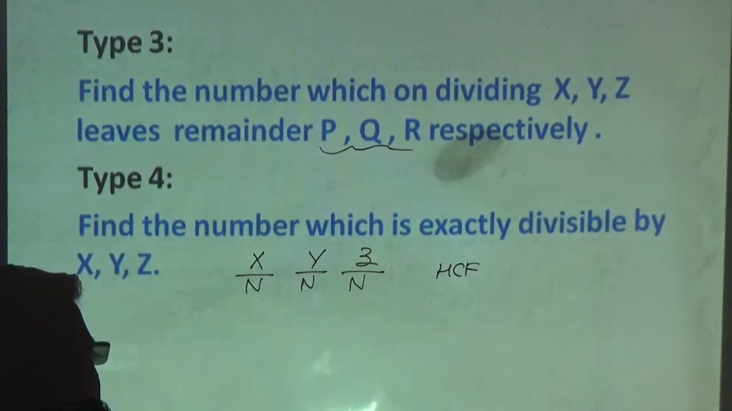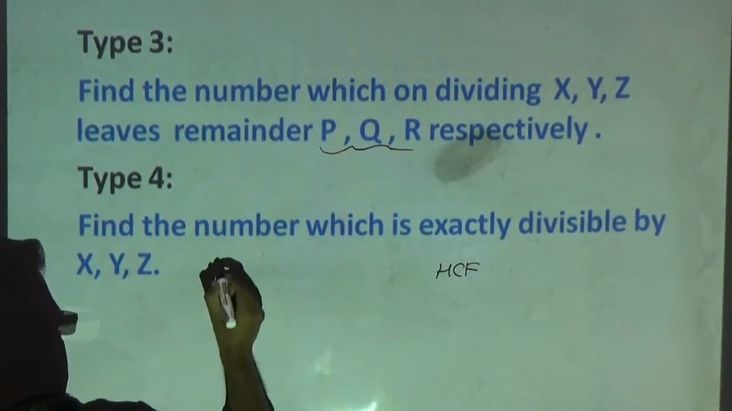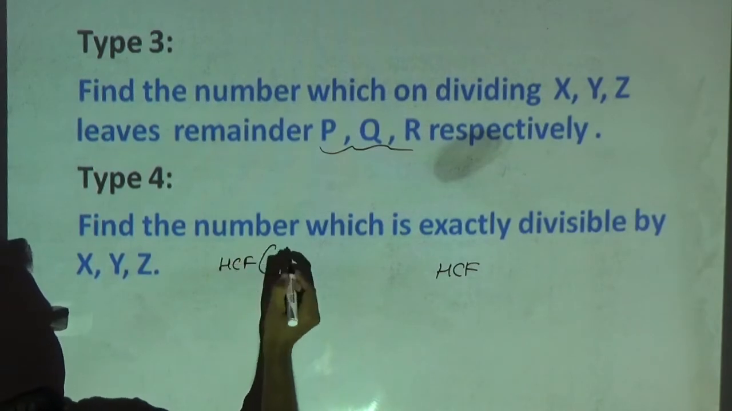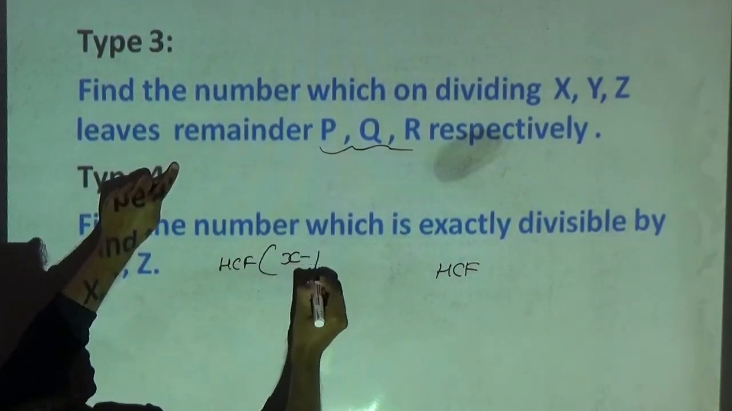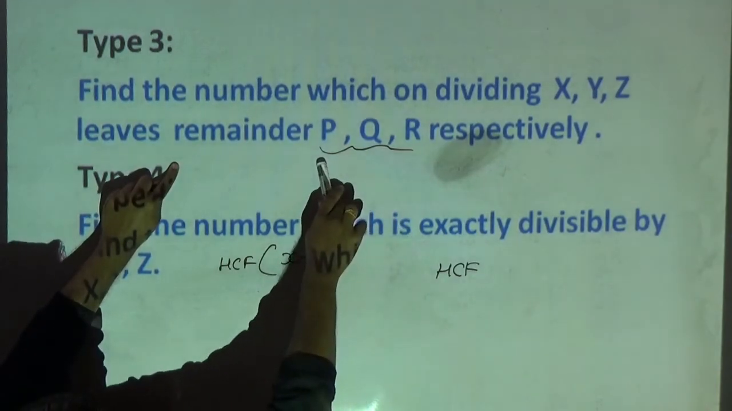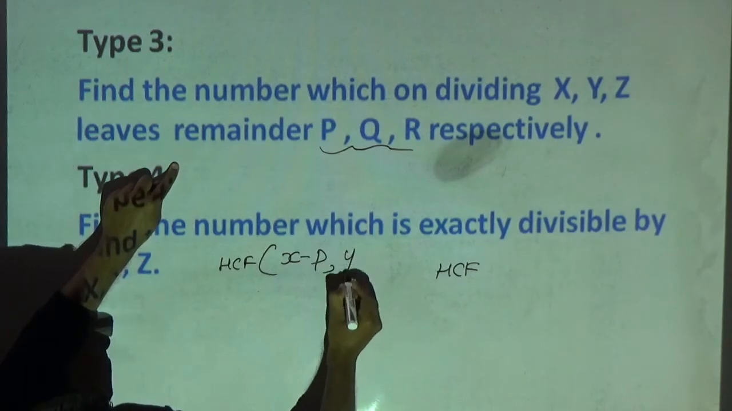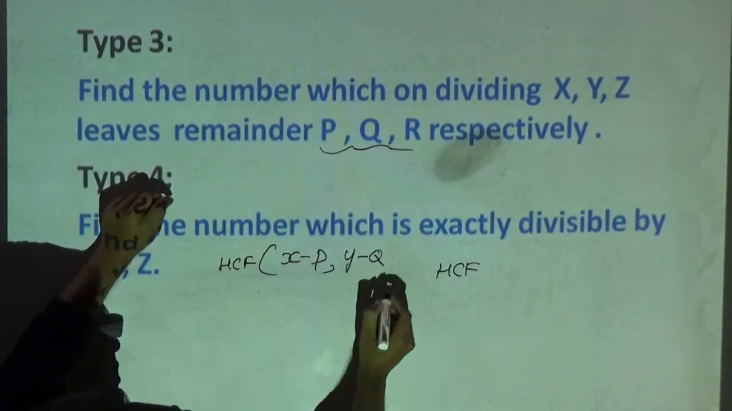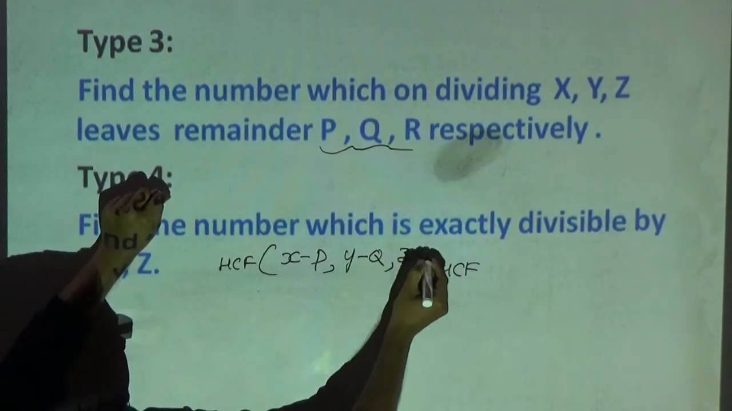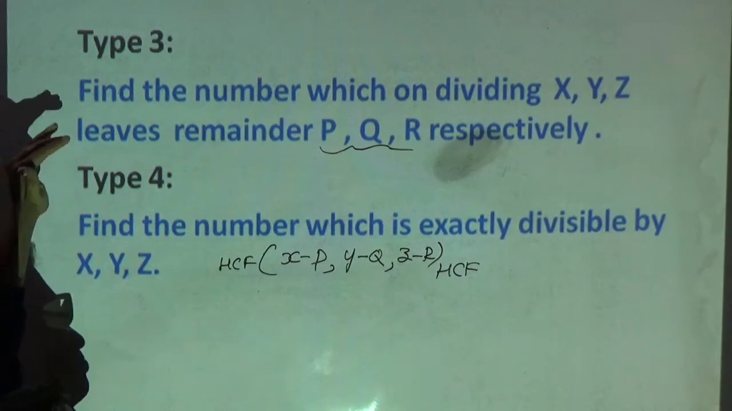But it is not HCF of x, y, z. See here, different remainders are there. Therefore, it is HCF of x minus p, where p is the remainder with respect to x, and y minus q, because q is the remainder with respect to y, and z minus r. This will be the solution for type 3.